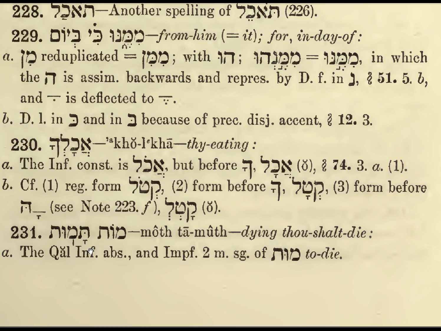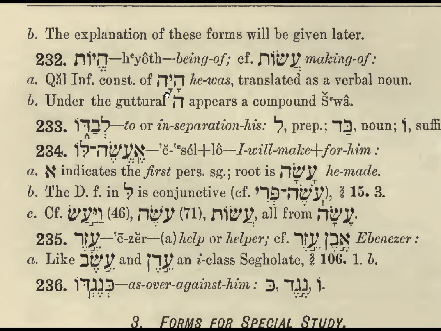Mot tamut. Dying, you will die. It's a kal infinitive absolute, and imperfect second person masculine singular of mut. Heyot, being of. Compare lasot, making of. The kal infinitive construct of haya, he was, translated as a verbal noun. Under the guttural, he appears as a compound shva.